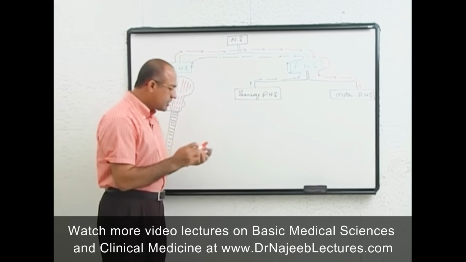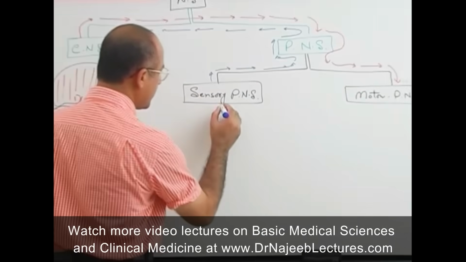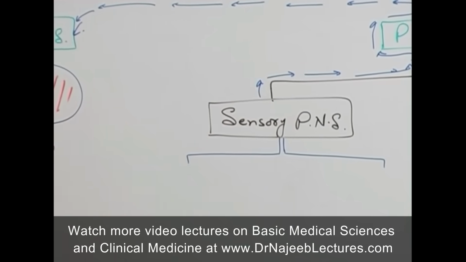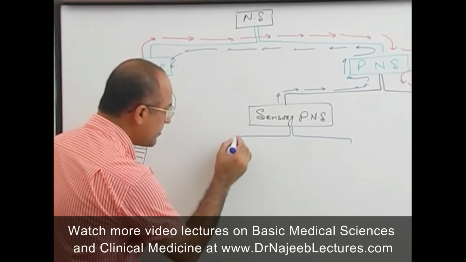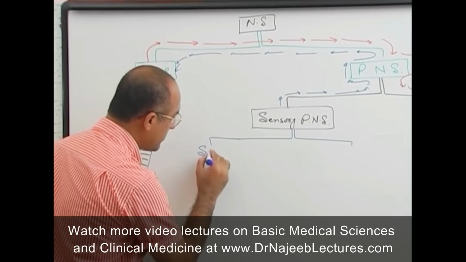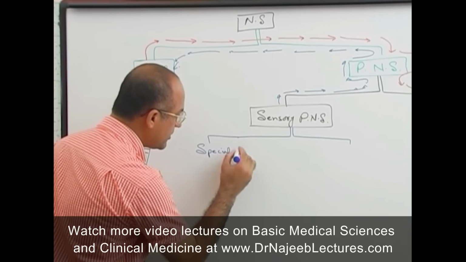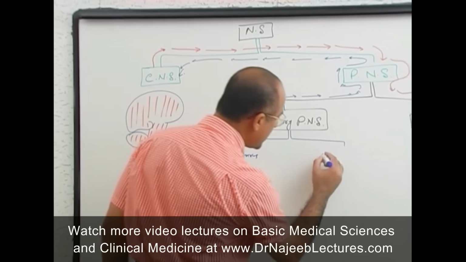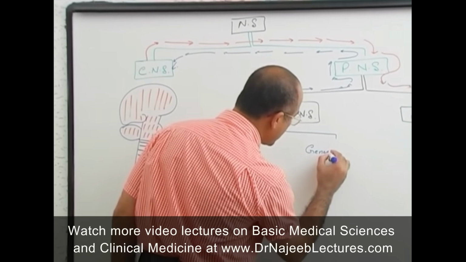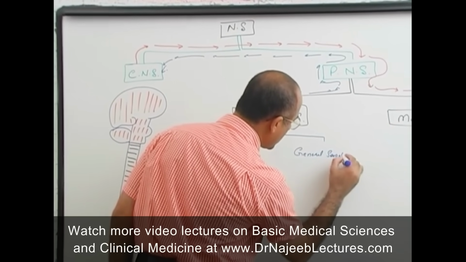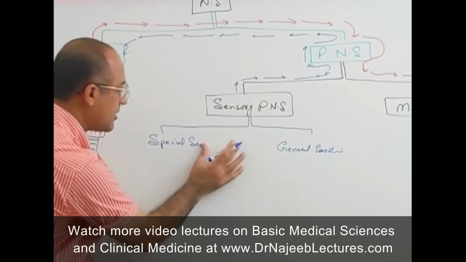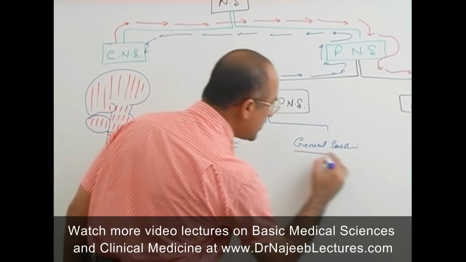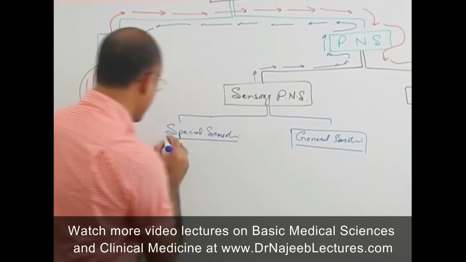Now, the sensory nervous system is further divided into special senses and general senses, general sensations. There are special sensations and there are general sensations. Is that right?